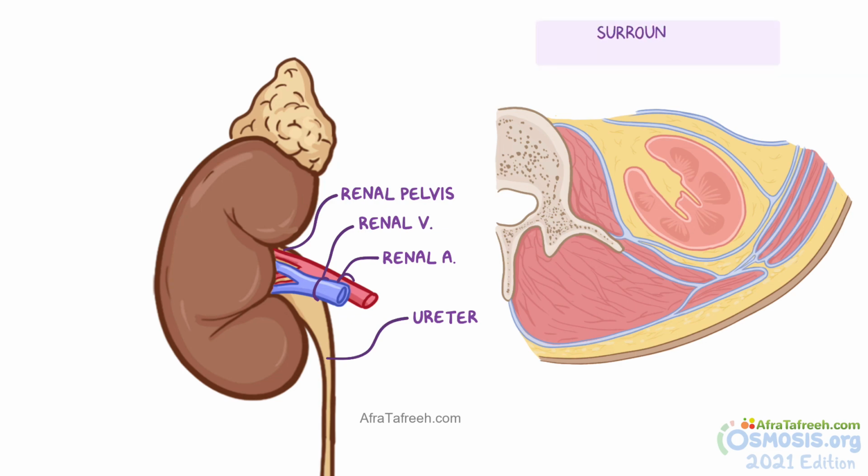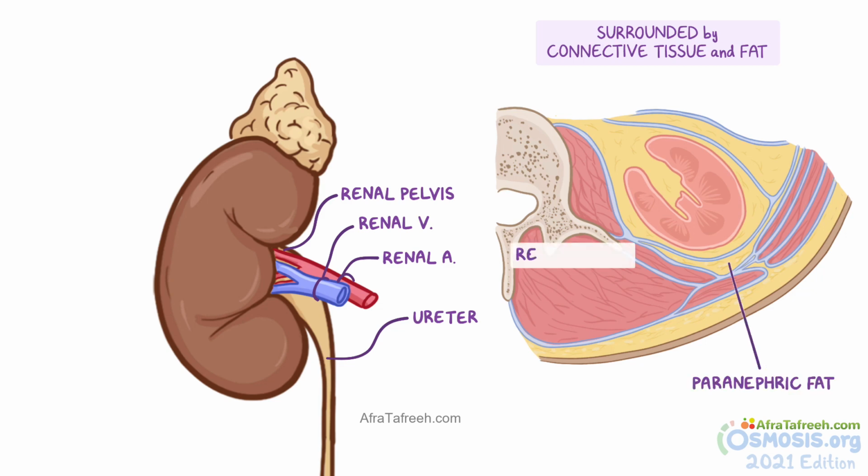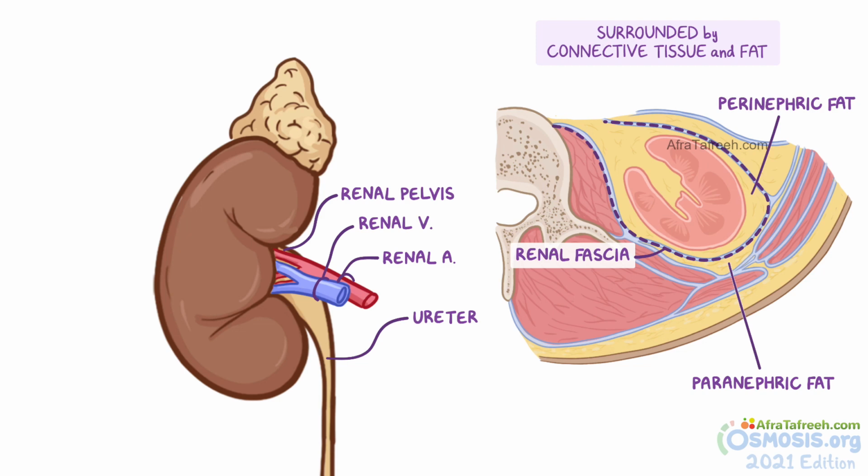Now, the kidneys are surrounded by several layers of connective tissue and fat, which protect and cushion these delicate organs. When looking at a transverse section of the abdomen, there is the paranephric fat, which lies superficial to the renal fascia, and then deep to the renal fascia is the perinephric fat. Finally, deep to the perinephric fat is the renal capsule, which is a tough fibrous sheath that directly envelops the kidney.